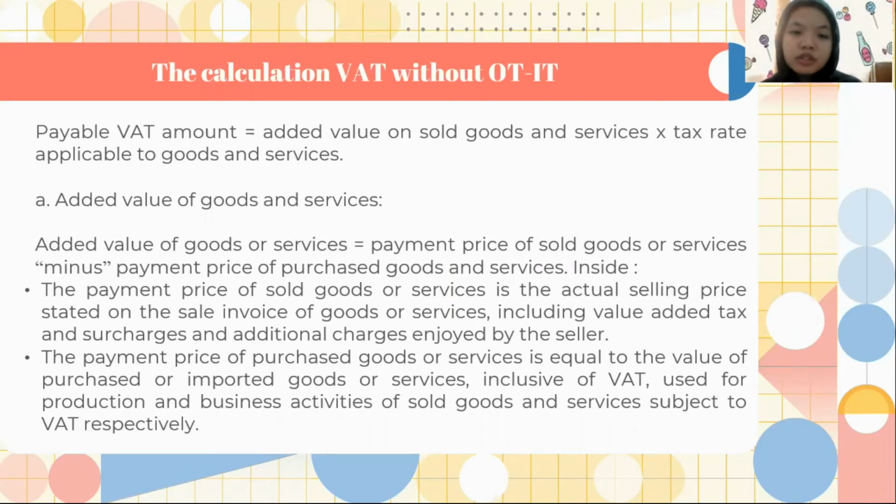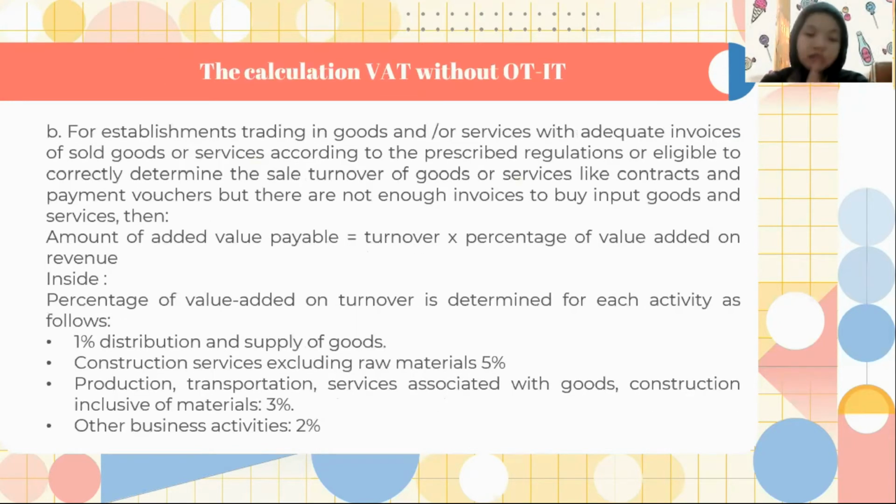The payment price of purchased goods or services is equal to the value of purchase of imported goods or services, inclusive of VAT, used for production and business activities or sold goods and services subject to VAT respectively. Therefore, for an establishment trading in goods or services with adequate invoices of sold goods or services according to the prescribed regulation, or eligible to correctly determine the sale turnover of goods or services like contracts and payment vouchers, but there are not enough invoices to buy input goods and services, then the amount of added value payable is turnover multiplied by the percentage of value added on revenue.